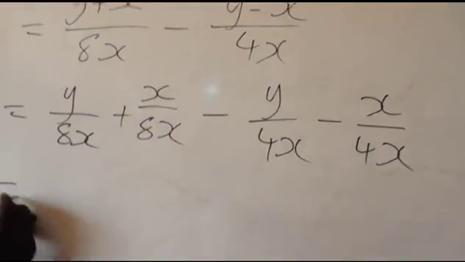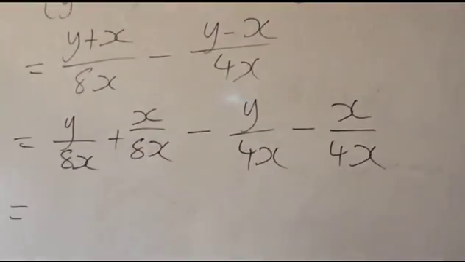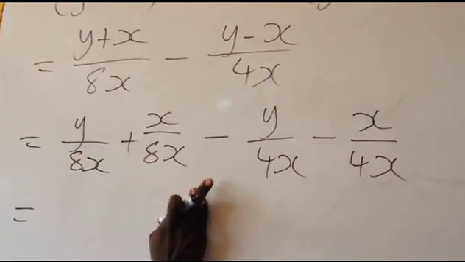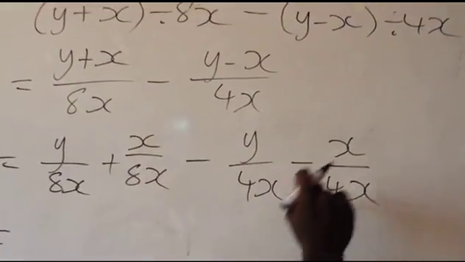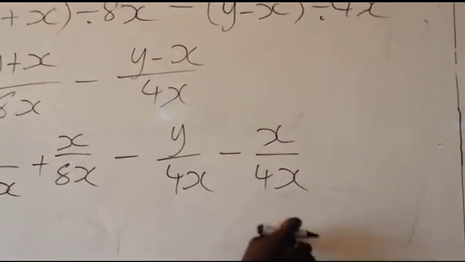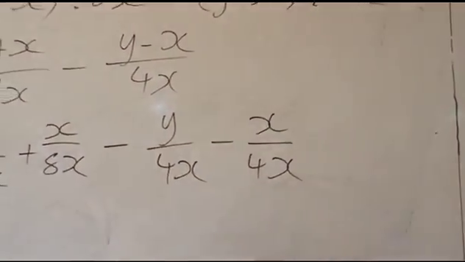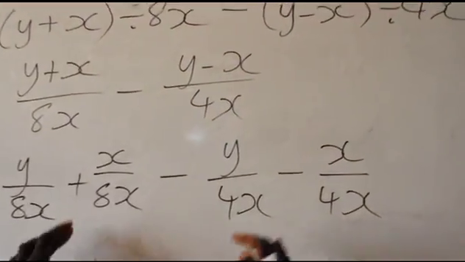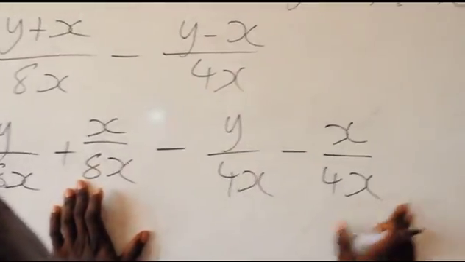So here you collect the like terms. We have x over 8x here, and we have x over 4x. So we bring these two together, this x over 8x and minus x over 4x.